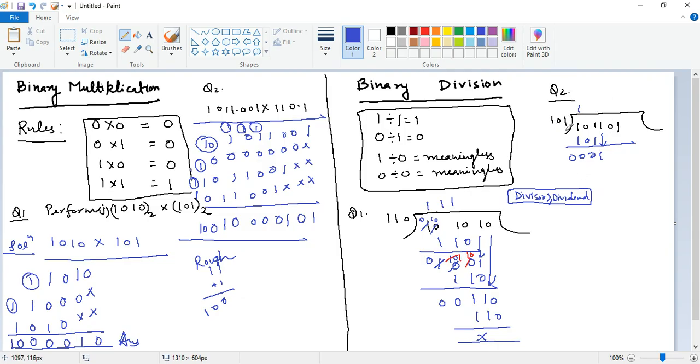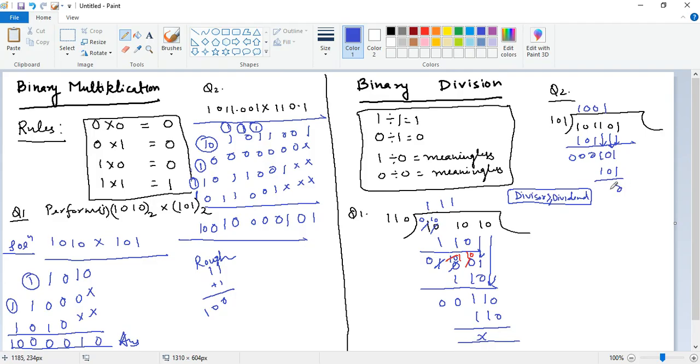So 101 means 1 divided by 101 cannot go, so you take 0. Then you take this 0, so this also is here, so this also cannot go, so then you put one more 0. Then you consider this 1. Now 101 is equal to 101, so we will get 1 as the quotient, and 101 is here.